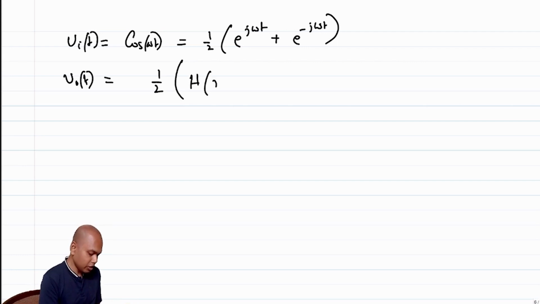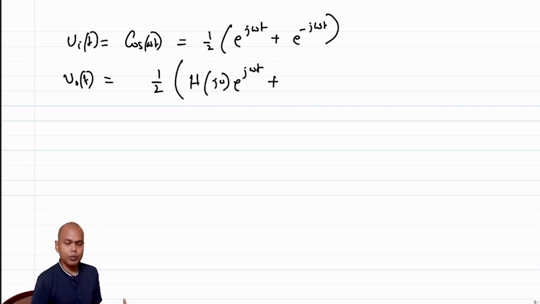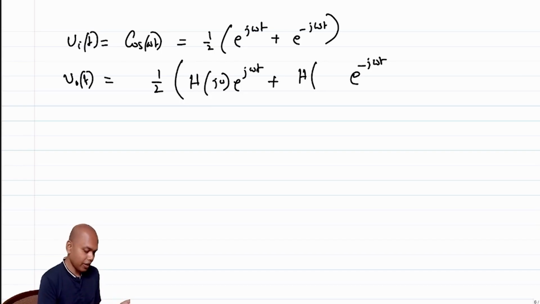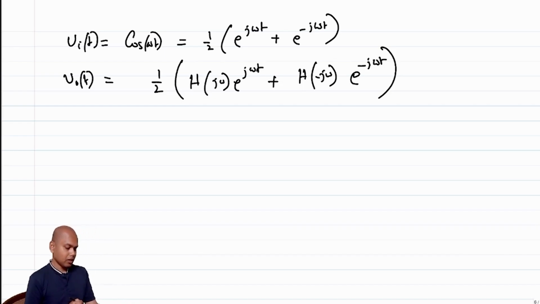It is basically H of j omega times e to the power j omega t, and if the input is e to the power minus j omega t, what will happen? Again, this is a complex exponential only, so the output will be whatever the transfer function is with minus omega coming in. Here you have negative omega, so you get this, right?